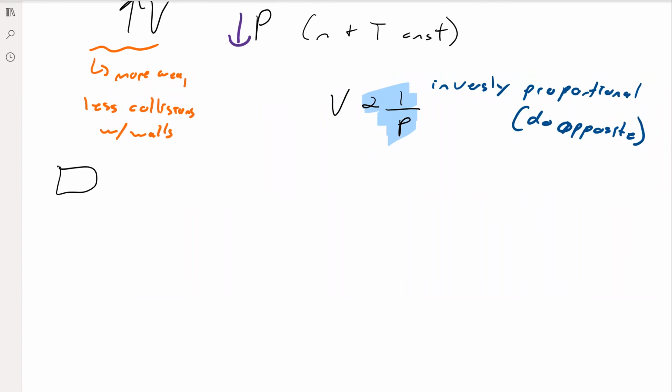Again, this makes sense. If you have a small container, you're going to have a whole bunch of collisions with the walls. If you've got a big container, you're not going to have nearly as many collisions with the wall, and so you're going to feel less pressure.